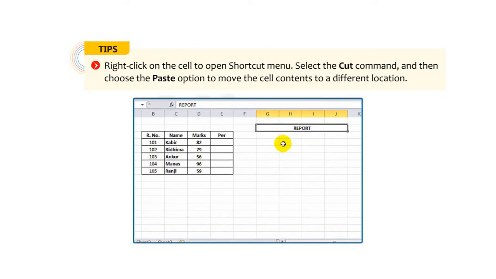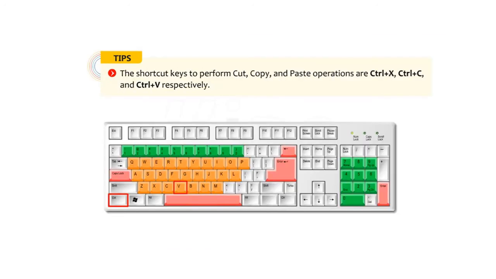Students, again I have a tip for you. Right click on the cell to open the shortcut menu. Select the cut command and then choose the paste option to move the cell contents to a different location. The shortcut keys to perform cut, copy and paste operations are Ctrl plus X, Ctrl plus C and Ctrl plus V respectively.